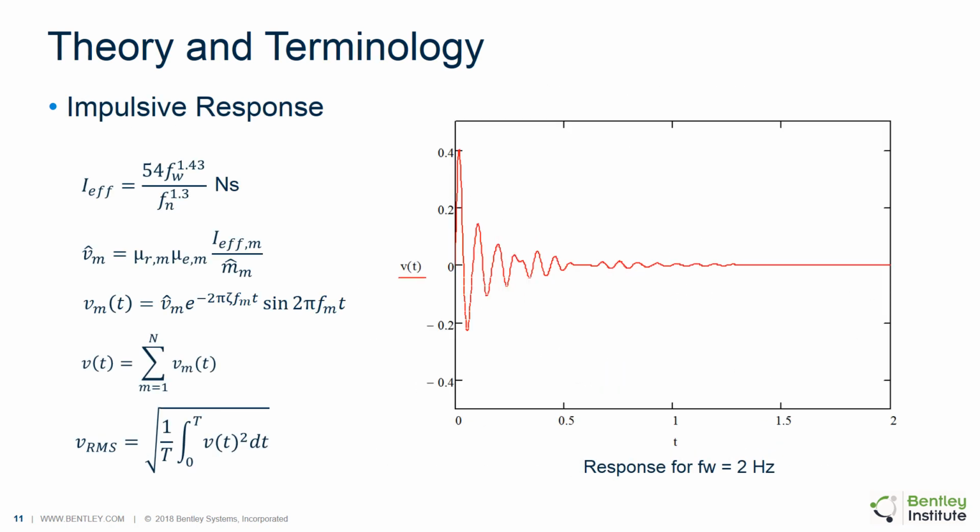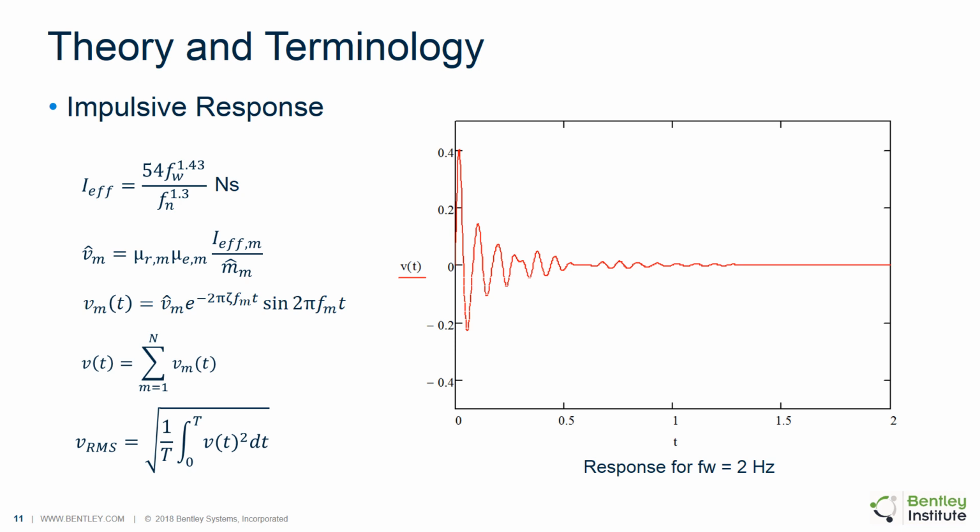The resonant response we just looked at is generally applicable for lower frequency floors with a fundamental frequency less than about 10 to 15 hertz. So when resonance is possible, that will generally dominate the vibration response. However, if we have a higher frequency floor where the fundamental frequency is higher than that 10 to 15 hertz, we may have a vibration response that's dominated by impulsive response.